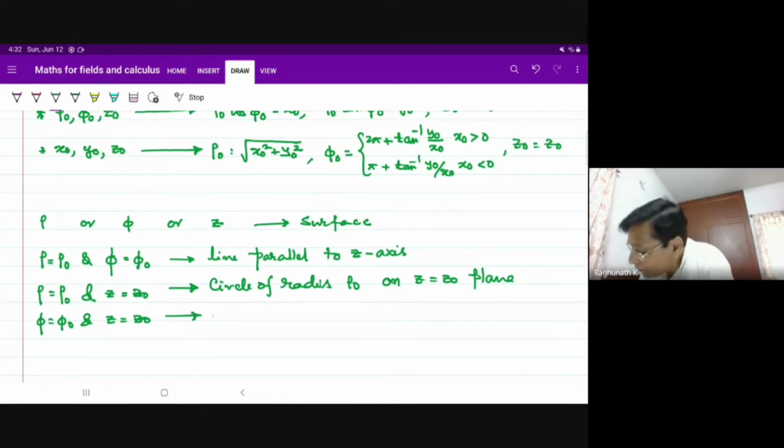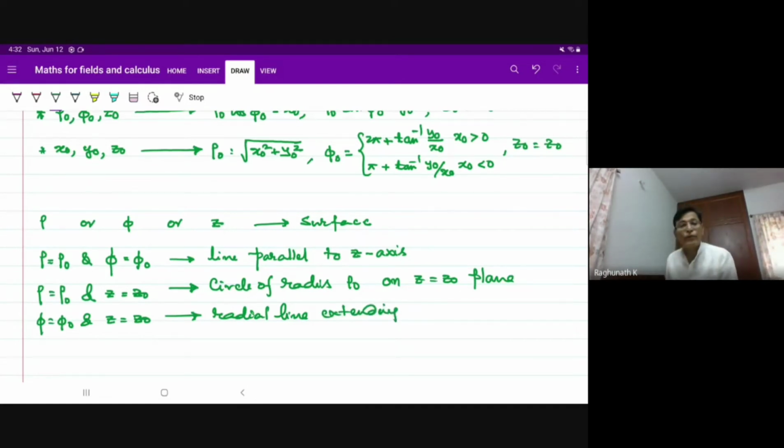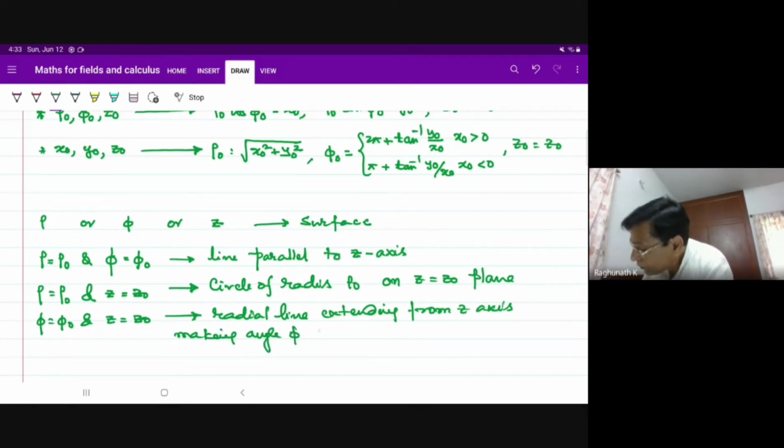It is a radial line extending from the z axis, making an angle phi naught with the xz plane on the z is equal to z naught plane.